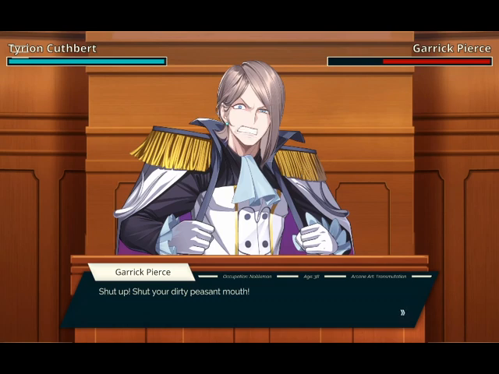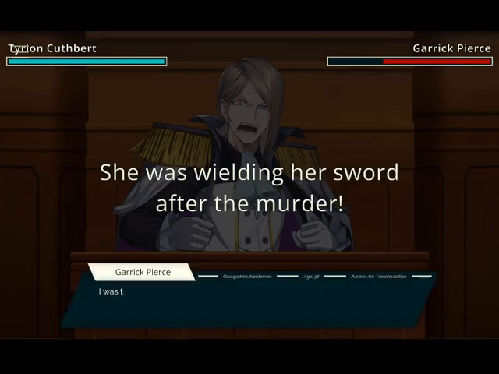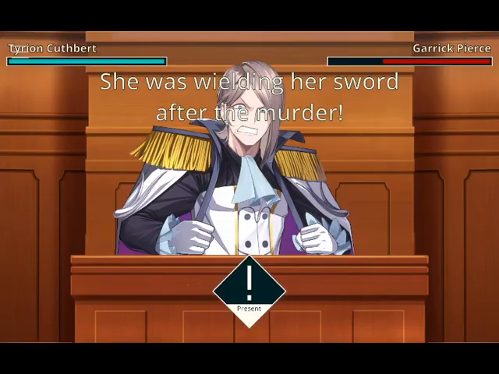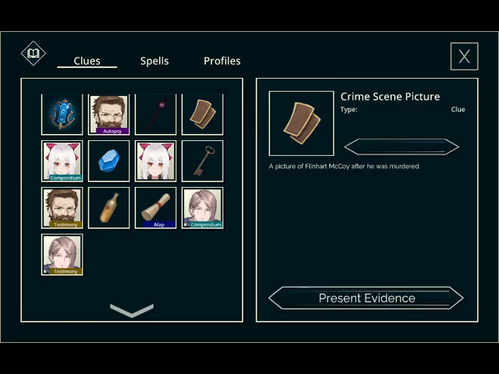Shut your dirty peasant mouth. That woman was armed. I had no reason to put my life in danger. She was wielding her sword after the murder. I was terrified when I saw her holding that bloody sword. My life was in danger. Now, it really wasn't.